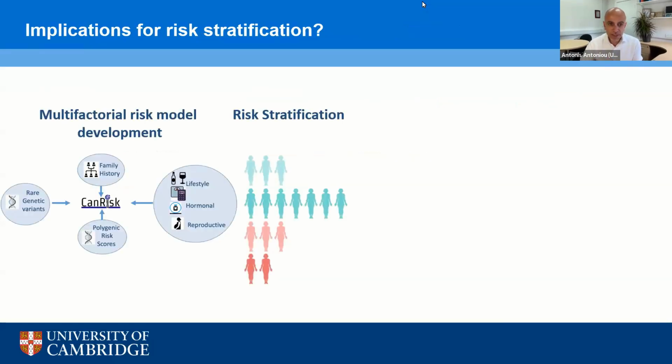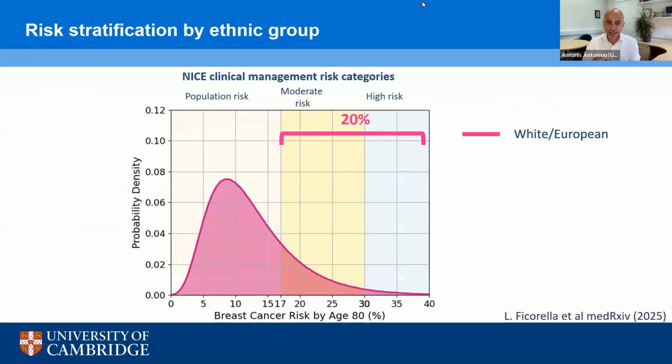So having defined these models, these have implications for risk stratification, and I will try to demonstrate the implications of risk stratification by ethnic group using these graphs. In this graph, we are predicting the breast cancer risk by age 80. This is what you see on the x-axis. The shaded regions in the graphs show the 3 risk categories as defined by the NICE guidelines. High risk, for example, are women who have risks of 30% or greater. That's the UK guidelines. And the red curve here shows the distribution of risk based on the multifactorial model among European ancestry women.